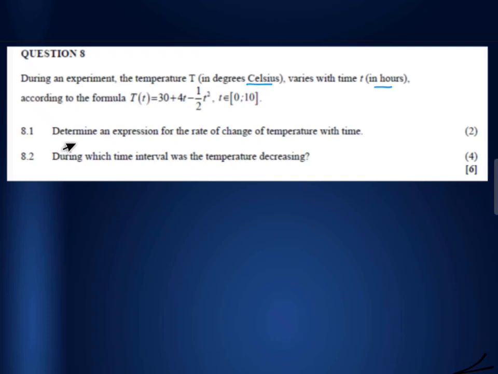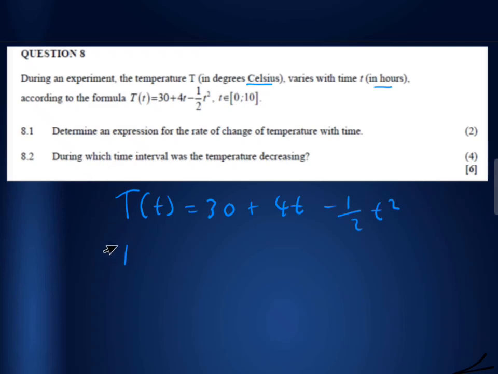Now they say determine an expression for the rate. By the way, this formula that they gave us, just in case it's not clear, is the temperature that varies with time, right? So it's going to be 30 plus 4t, minus half t squared. Now they say determine an expression for the rate of change in temperature with time. If they ask for the rate, they're asking for the first derivative, right? Remember that when we're given distance, because velocity was the rate of change of the displacement, we had to derive that equation. So when they ask for the rate, they're asking for the first derivative.